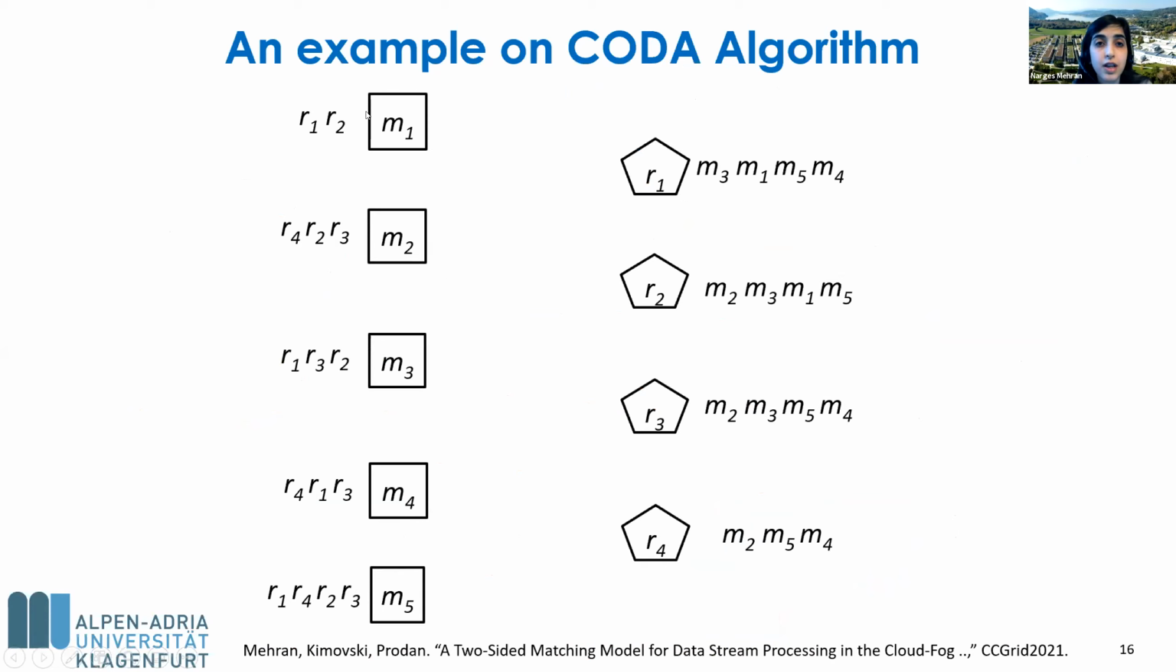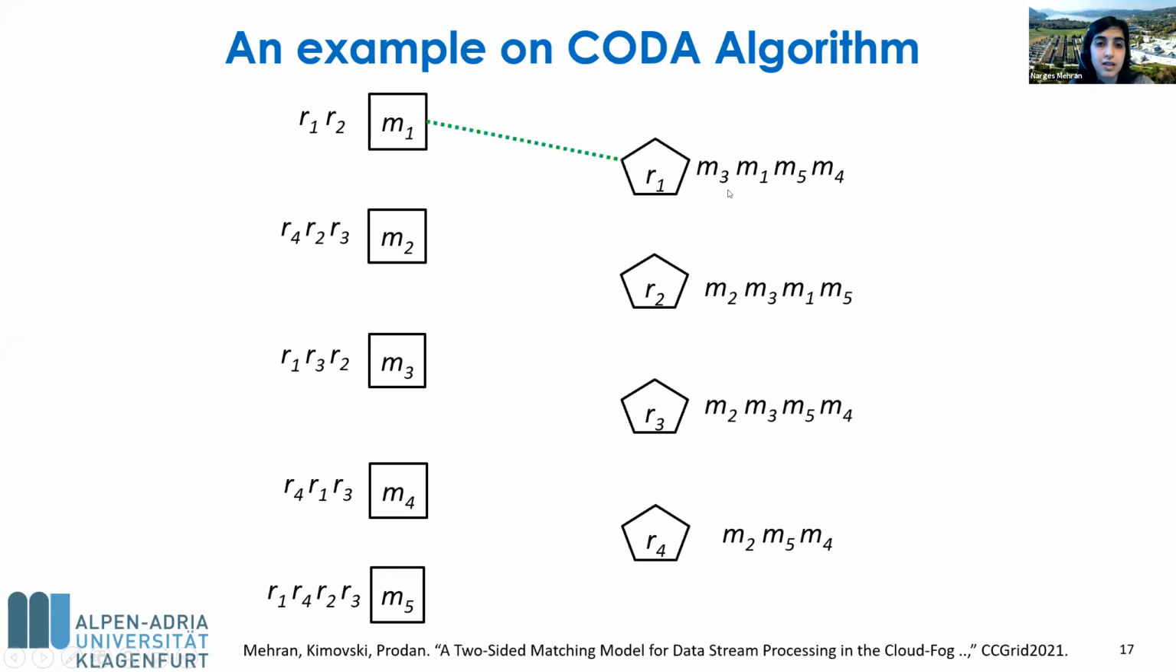Considering that, as I previously mentioned, each microservice has previously ranked the resources, our algorithm starts with the microservices, and each microservice such as M1 will look into its preference list and see that, for example, here R1 is in the highest rank. Then R1 also will look into its preference list and see that M1 has previously been ranked by R1. Then these two will be tentatively matched to each other.